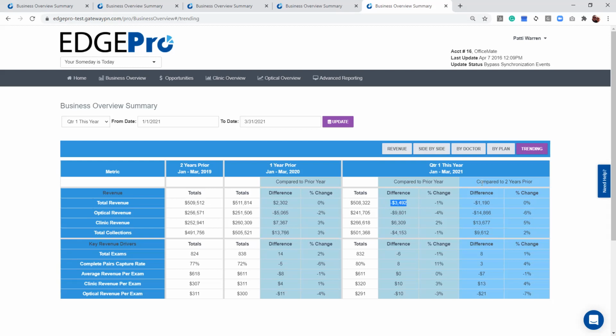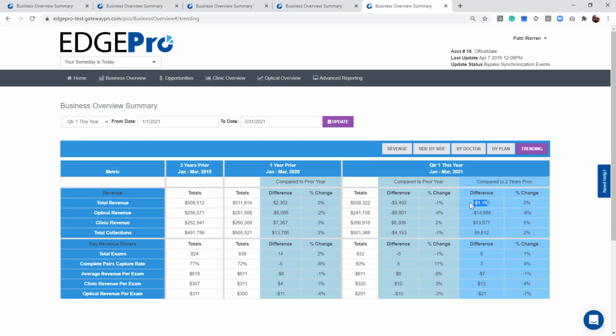But it's also going to compare it to 2 years ago, or 2019. So in 2019, we did $509,000, and in 2021, this year, we've done $508,000. So we're down by about $1,100 from 2 years ago. This is just a great place to look at your trends or your routines, just to see your overall business.